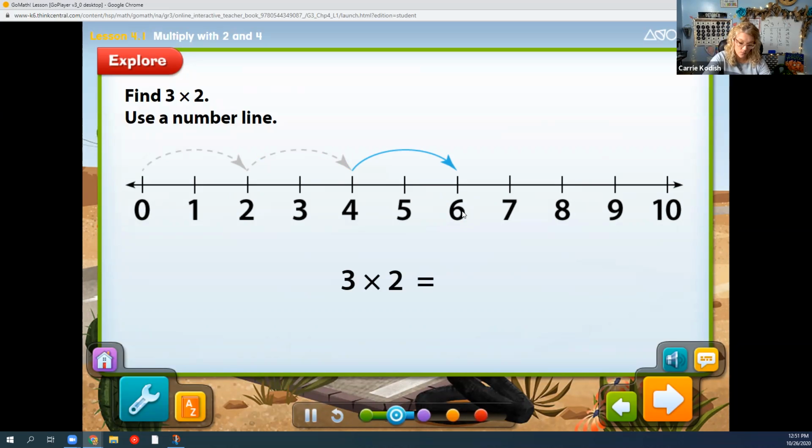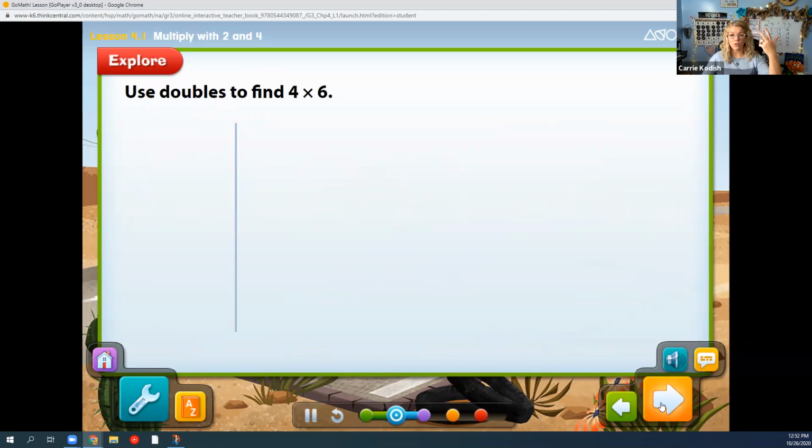So what is the product of 3 times 2? You got it. You said 6. Good job, Smarties. The product of 3 times 2 is 6. What? That's all? So I can do repeated addition. I can just know it. I can use a number line. Those are just 3 ways.